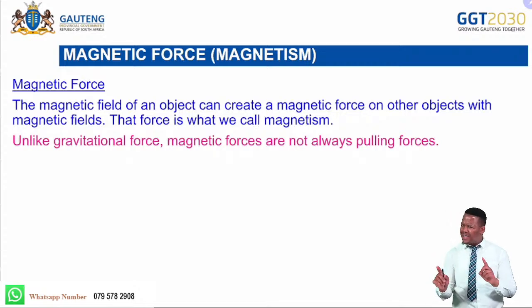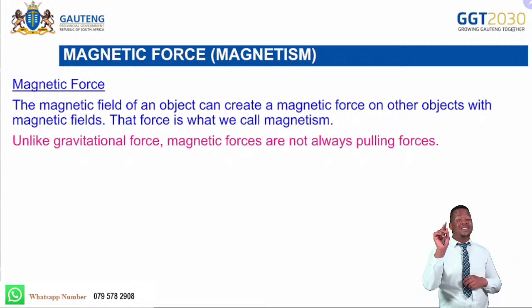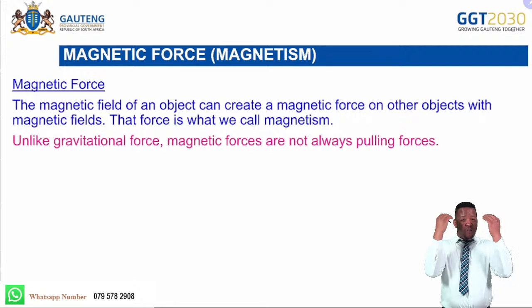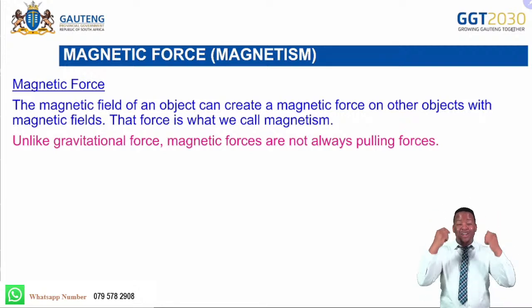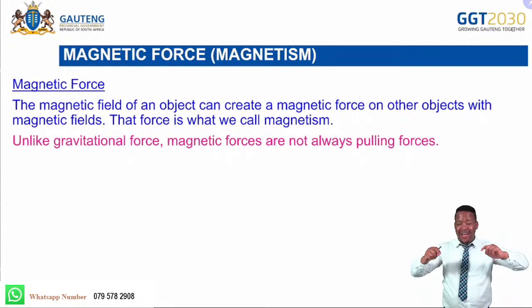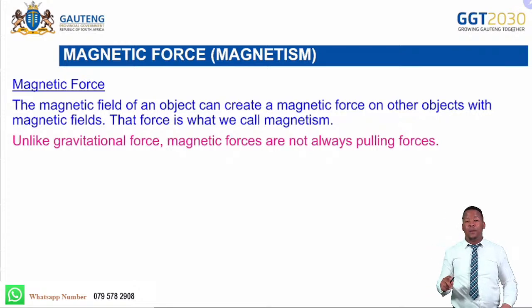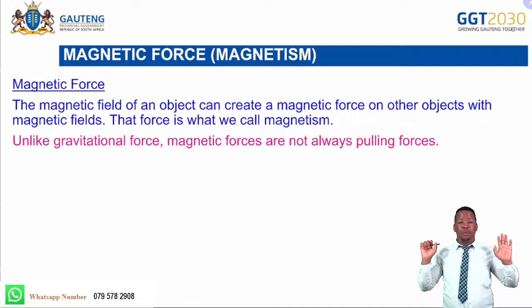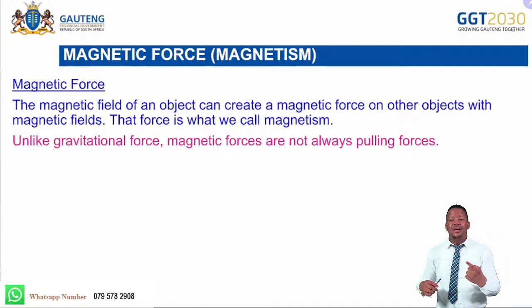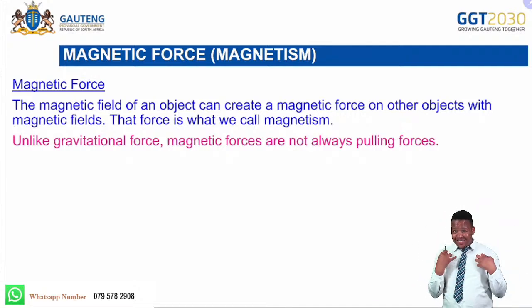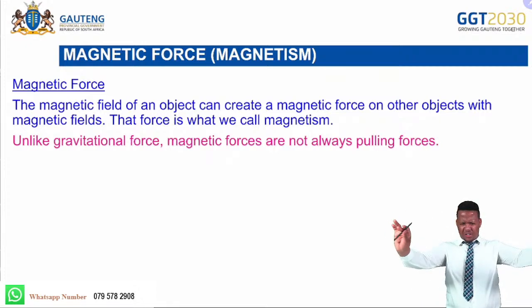So what is the difference between a magnetic force and a gravitational force? A gravitational force is a pull force. It will always pull you downwards to the center of the earth. However, a magnetic force exists in both pulling and pushing. So a magnetic force is a force of attraction and repulsion.